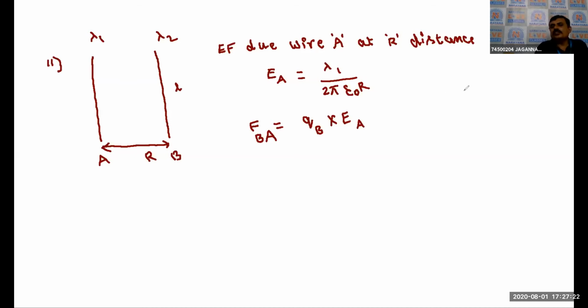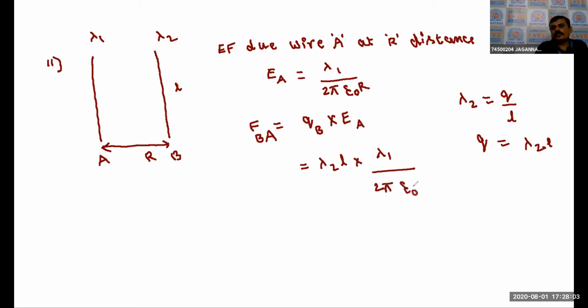Then how much charge is enclosed here? Charge enclosed formula: lambda 2 is equal to charge per unit length. What is this one? L. So Q equals lambda 2 into L. Now this value, substitute here. This is given: QB equals lambda 2 into L. And EA, the electric field of the wire A, how much do you get? Lambda 1 by 2 pi epsilon naught R.